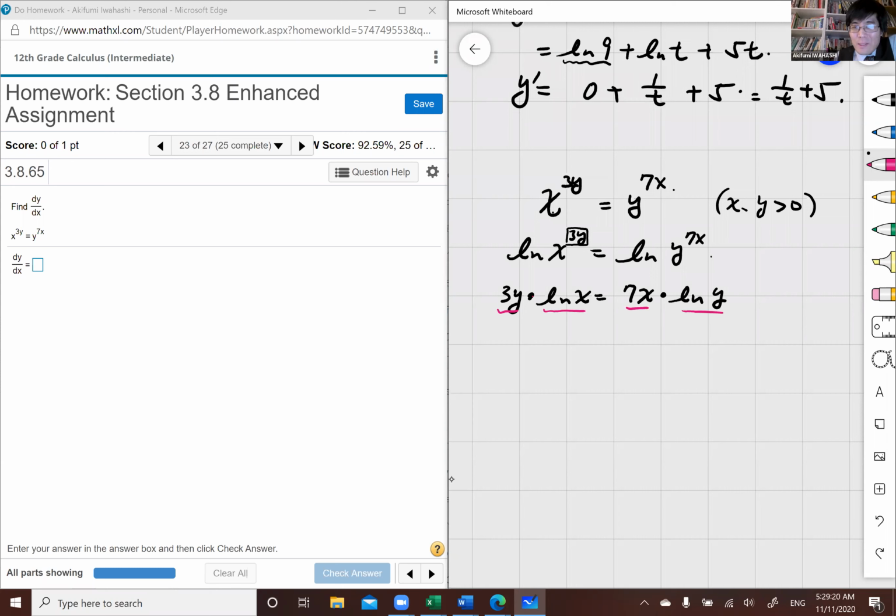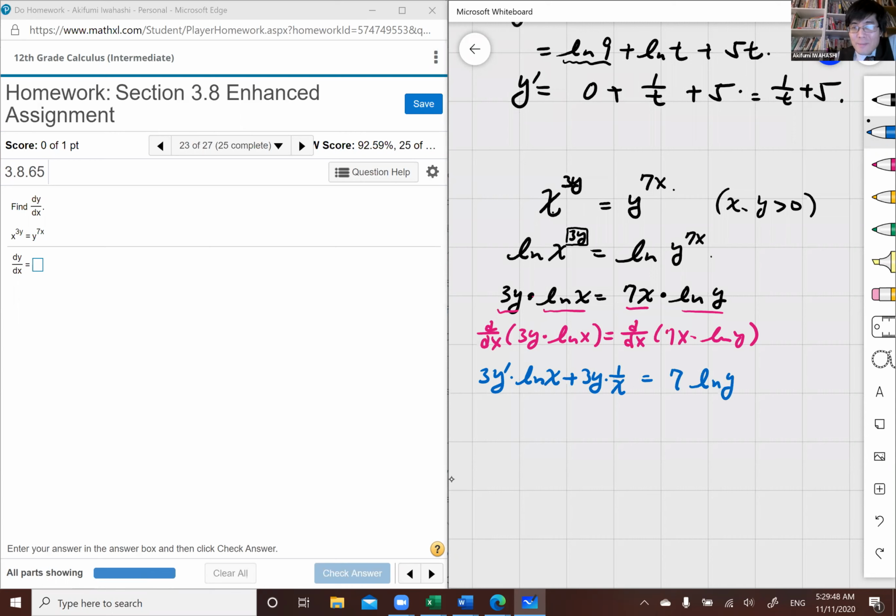Okay, now using the product rule, let's differentiate both sides with respect to x. So it's going to be the derivative of the left times the right, plus the left times the derivative of the right. That's equal to the derivative of the left times the right plus the left times the derivative of the right, which is 1 over y times the chain rule, y dash. Okay.